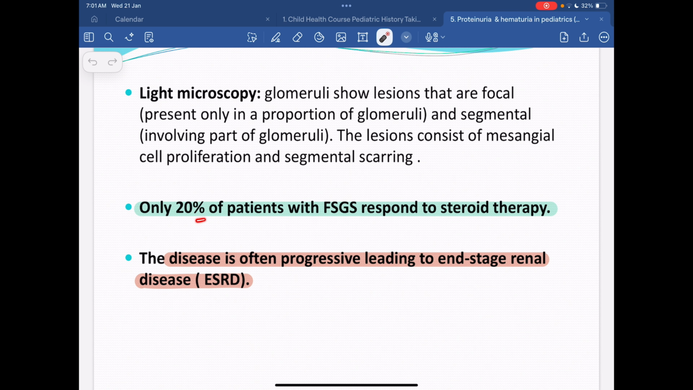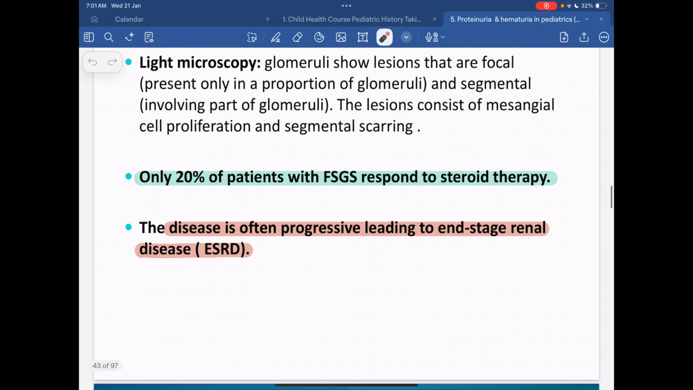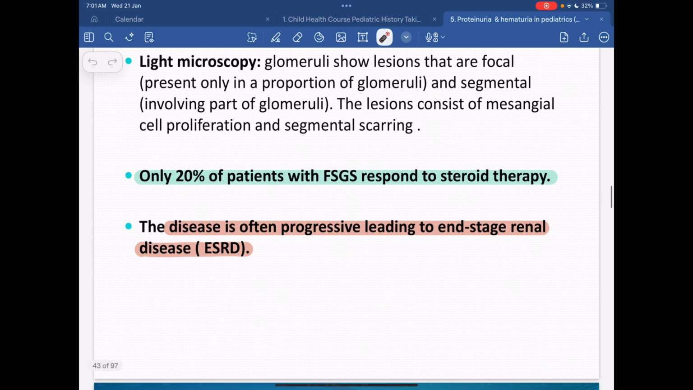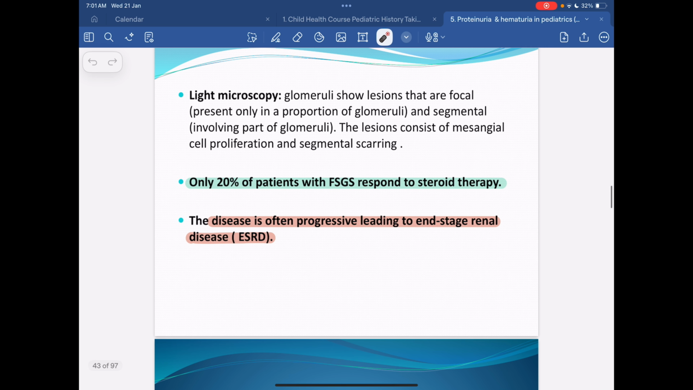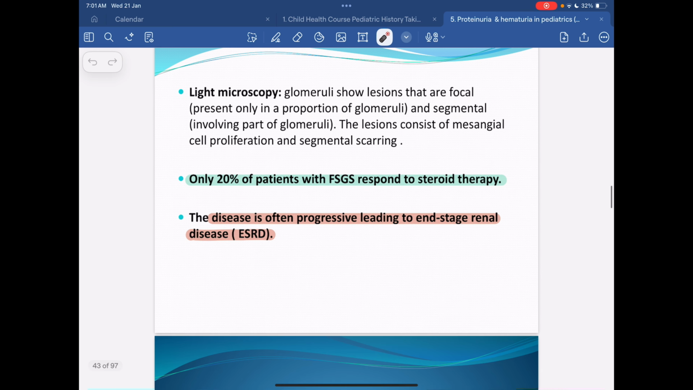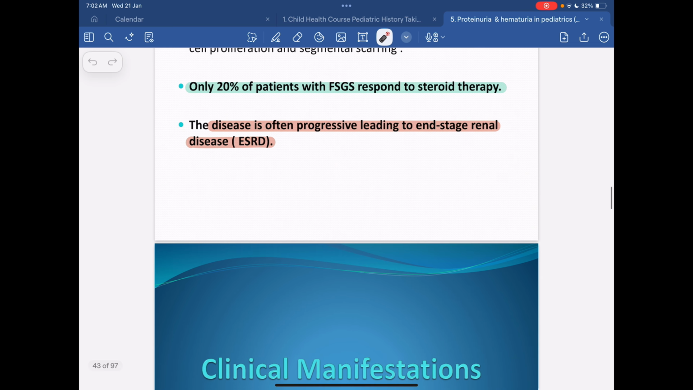Only 20% of patients with focal segmental respond to corticosteroids. فكل شوي يقل. وهذا has the worst prognosis because the disease is often progressive, leading to end-stage renal disease. خلصنا الحين من types of the primary nephrotic syndrome، أو بالأصح types of the idiopathic primary nephrotic syndrome.